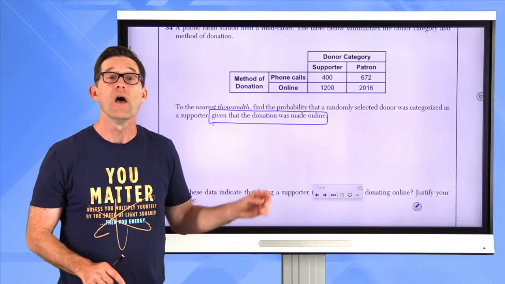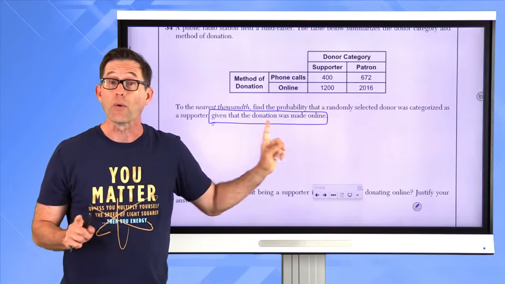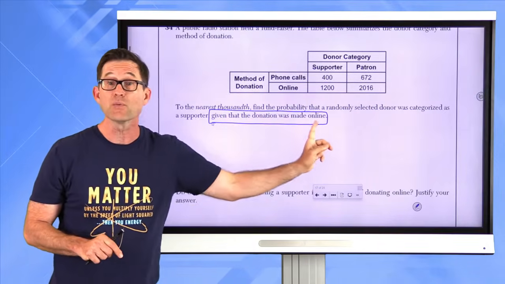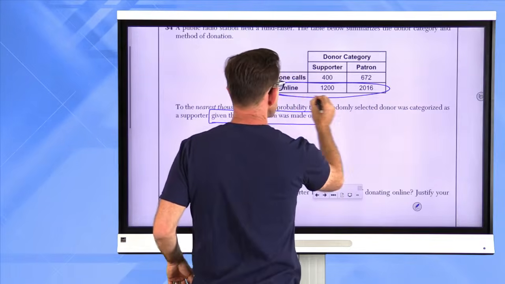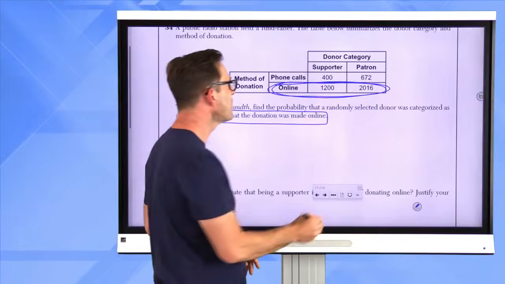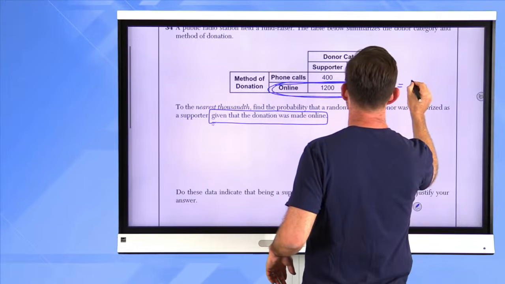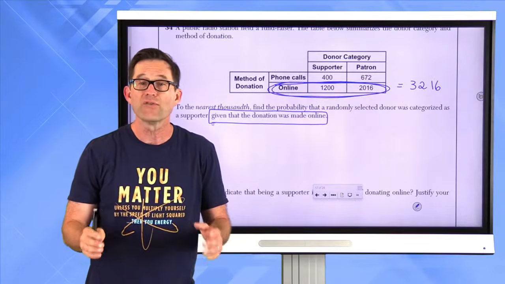I only want to know the probability given that the donation was made online. So at this point, once they tell me that, the only thing I care about is this row. It's the only thing I care about, right? That's it. So maybe I'll add these two together, right? And what would that total be? That would be 3,216, right? There were 3,216 people that donated online.